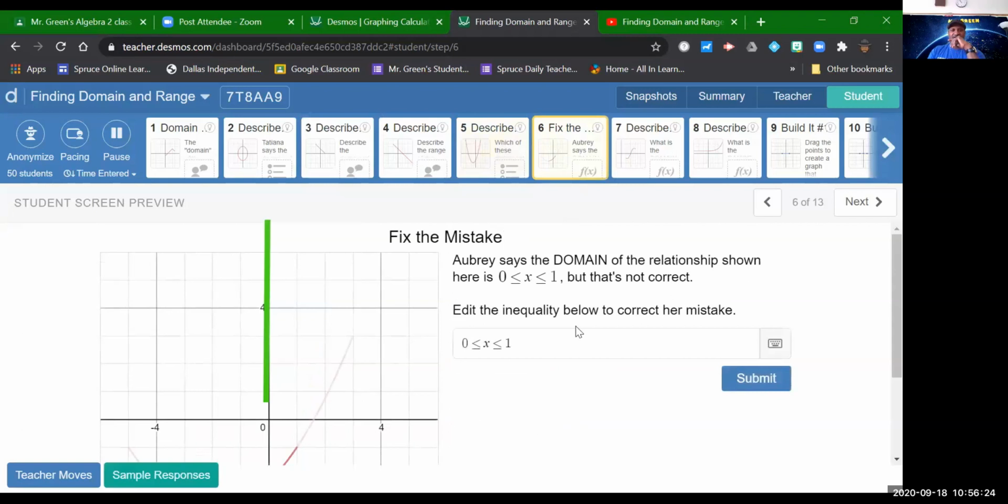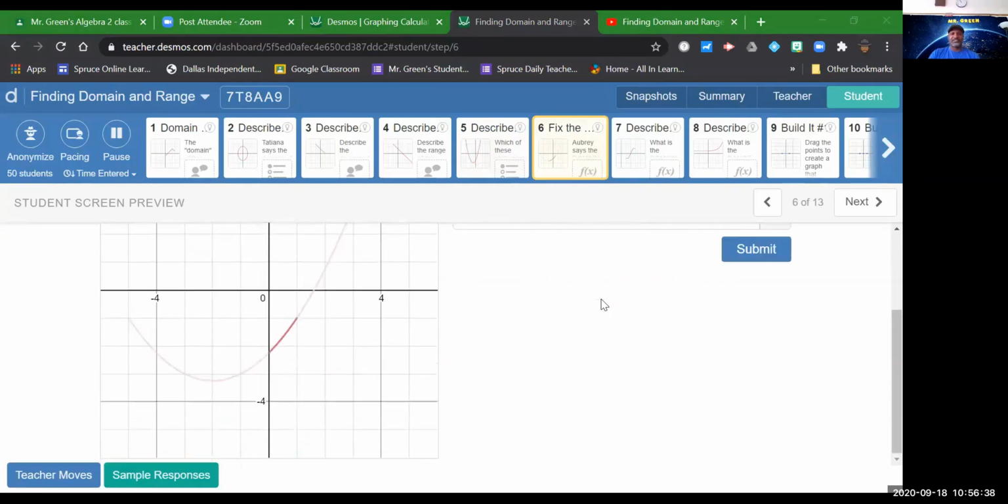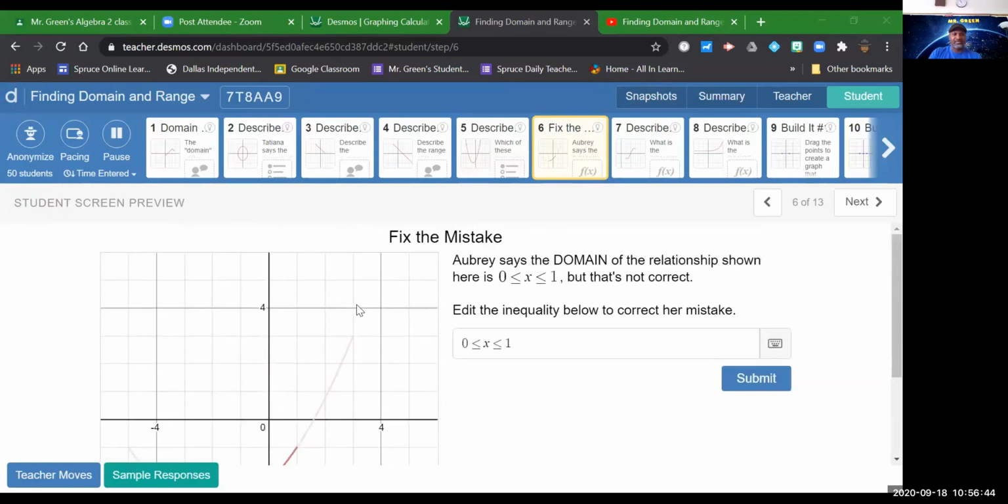Let's fix this. Aliyah says the domain of the relationship here is x is between 0 and 1, but that's not correct. Let's look at the domain of this line. I'm going to draw it. So looking at this curve, it starts here and stops there. So what is the domain of this line?